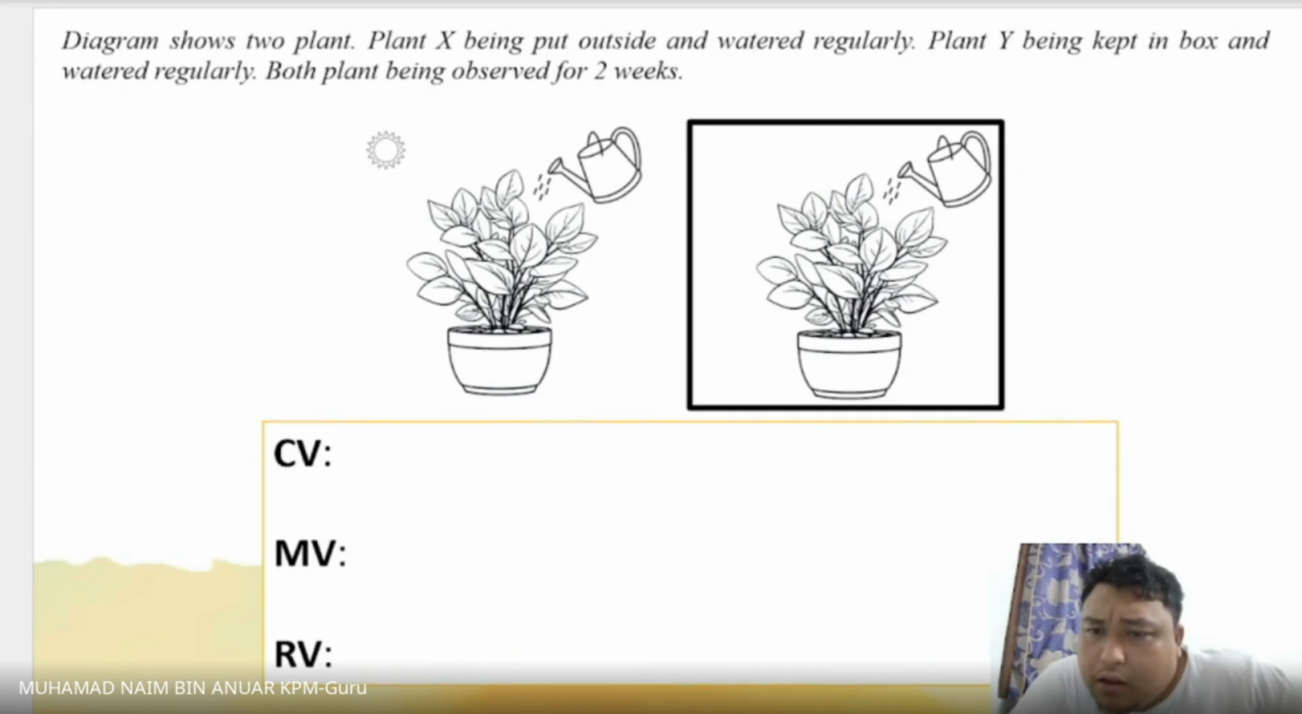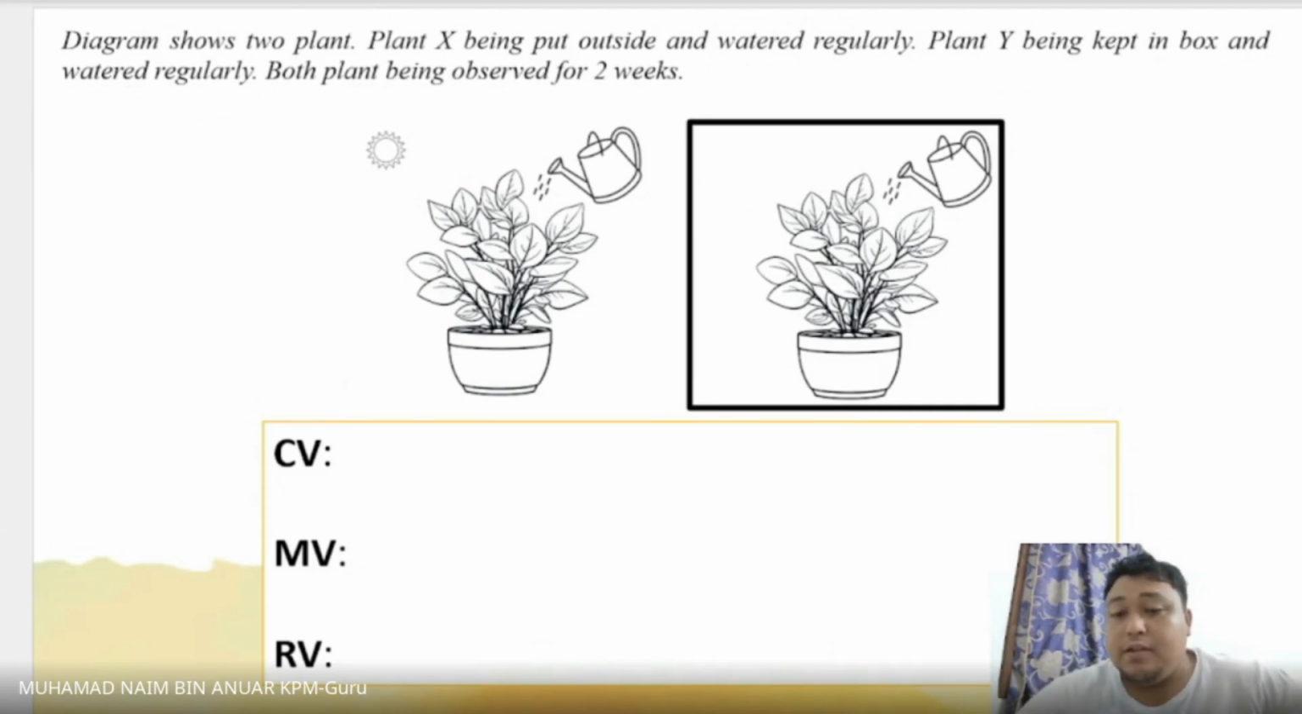No. Sophie, placement of plant. Yes, Sophie, correct. Placement of plant. Aidan, yes, plant X is being put outside and plant Y is being kept in the box. Correct, Aidan? Correct, Sophie. Sophie's answer is the most correct answer. Okay? Placement of plant. Teacher, there are no changes, there is no difference.